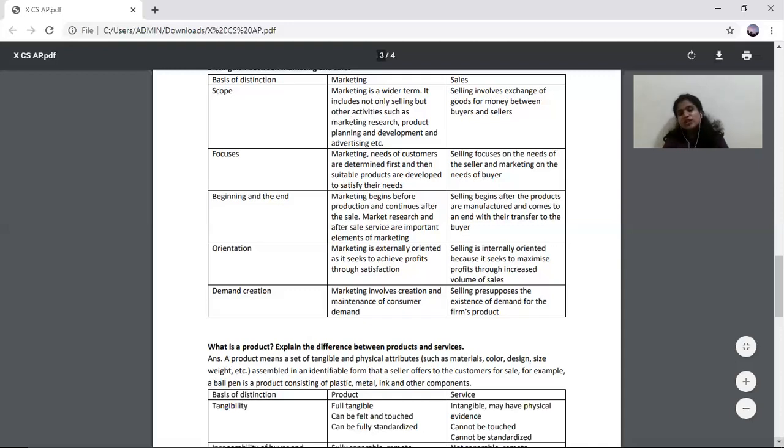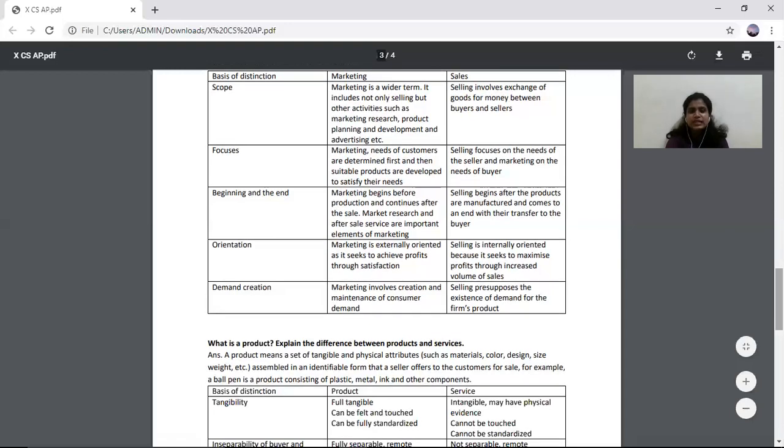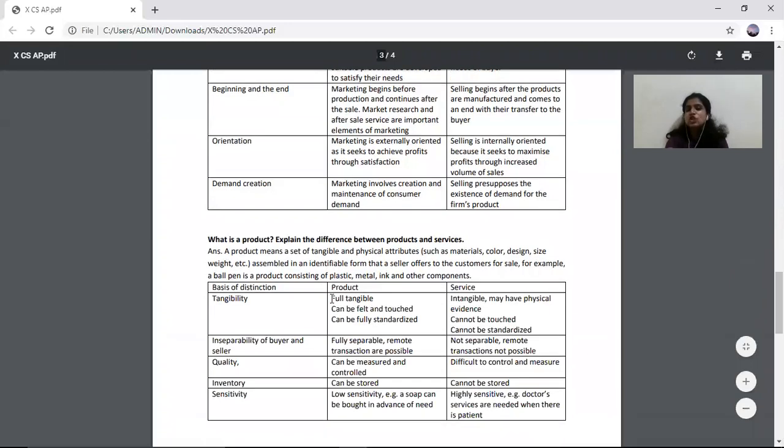Now, the next part of the question, that is the difference between, like I told you, I'm again repeating it. You have to keep in mind 3 things. First of all, the basis of distinction has to be there. Second, the distinguishing points have to be in a sentence format. Like for example, if you see over here, it's given in just words. It's not a complete sentence, right? So this is not acceptable. You cannot write like this in your answer paper. You may lose marks. So it is advisable that you convert this into a sentence.